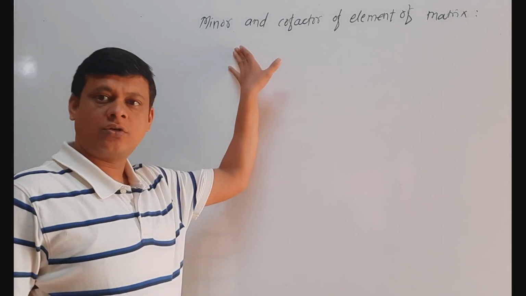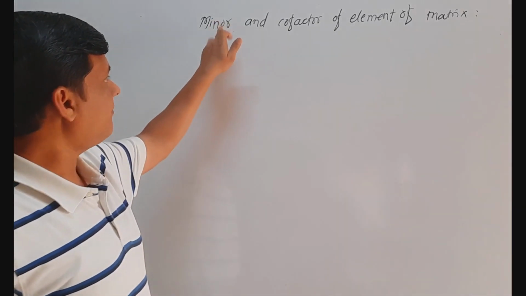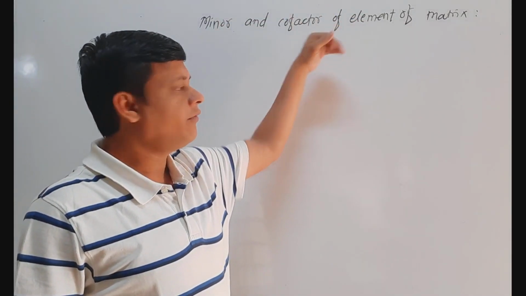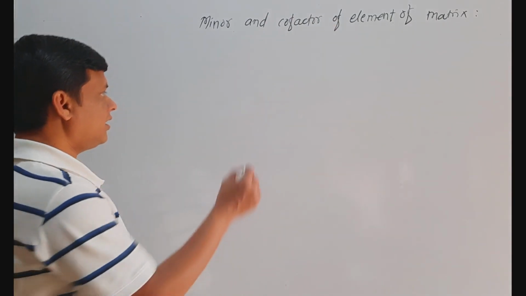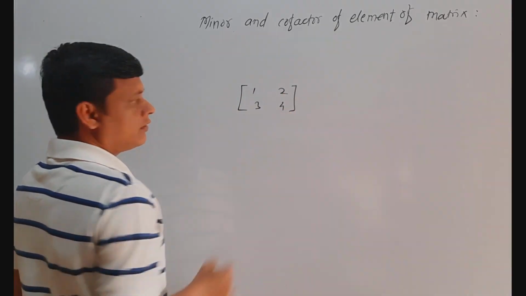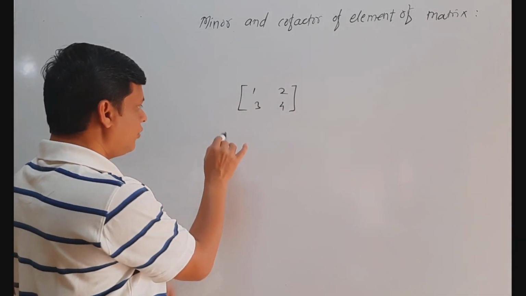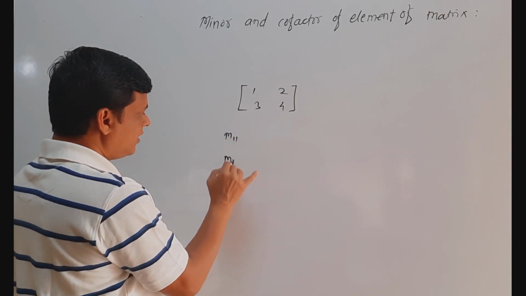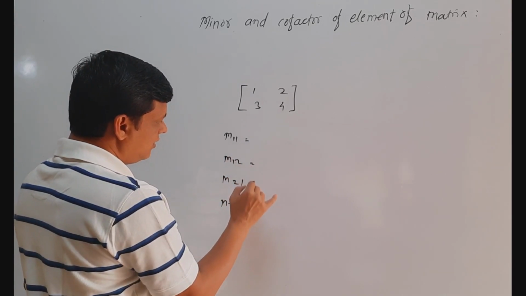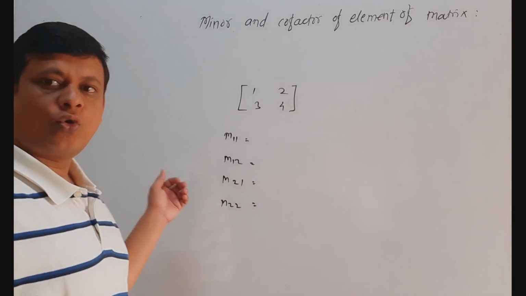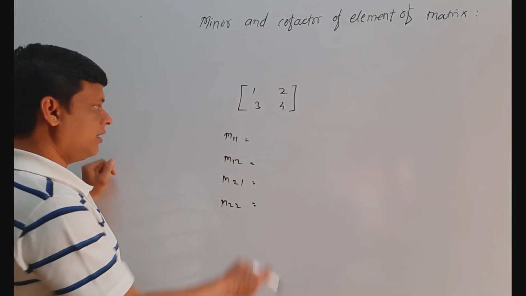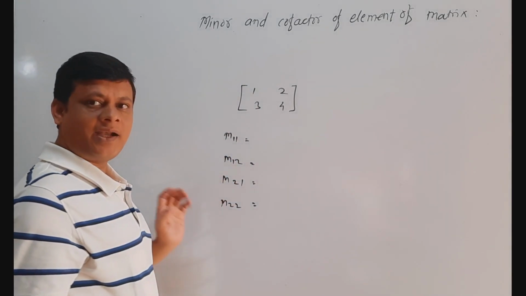Now in this video we discuss how to write minor and cofactor of element of matrix or determinant within few seconds. So see here, if elements are 1, 2, 3, 4 of given matrix, then we know that minor m11, m12, m21, m22 are found by skipping the row and column in which that element lies. But here we can write minor and cofactor directly.